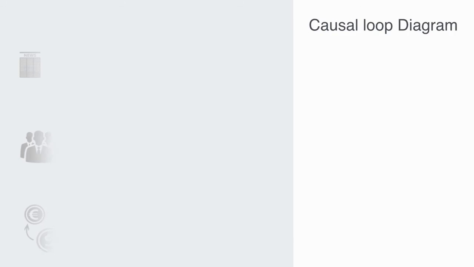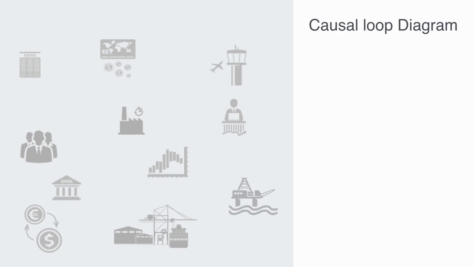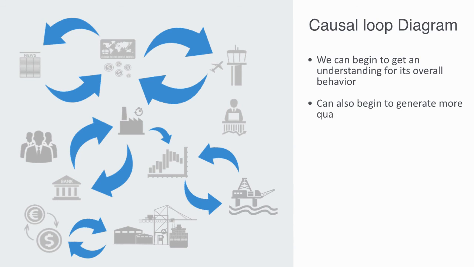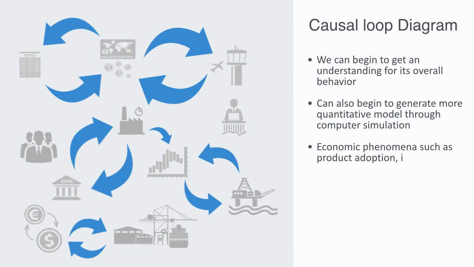A causal loop diagram is then a map of all the nodes, causal links, and feedback loops within a system. Out of this, we can begin to get an understanding for its overall behavior. We can see the stocks and flows of resources within the system, and can also begin to generate some quantitative model through computer simulations. These causal loop models have been used for modeling many economic phenomena, such as product adoption, industrial regulation, and environmental degradation.